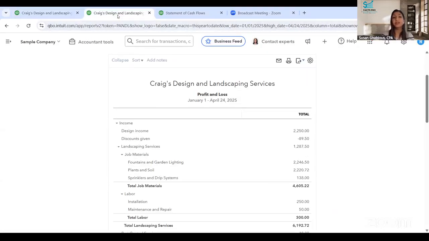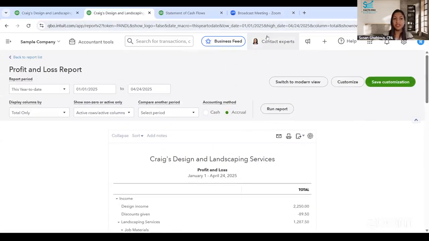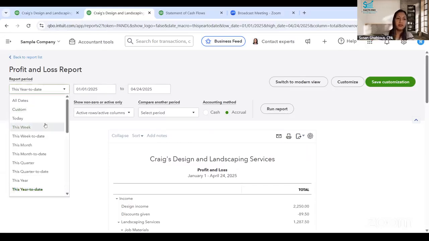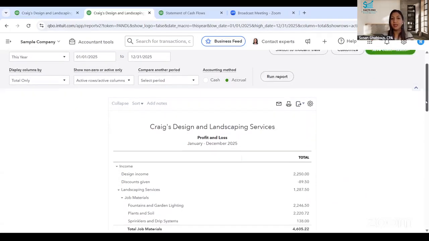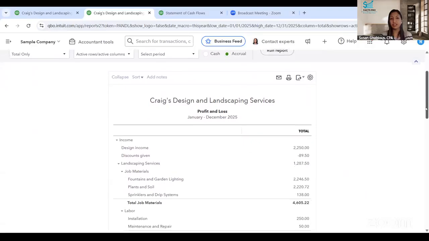All right, next comes the P&L, the profit and loss. And the profit and loss is not accumulative like the balance sheet. This is showing you for this period of time, only from January 1st, 2025 till April 24. Or if I got it for the whole year, or maybe last year. If I take a look at this year, the numbers should not matter anyway for this year to date. But if I take a look at last year, it would be different.